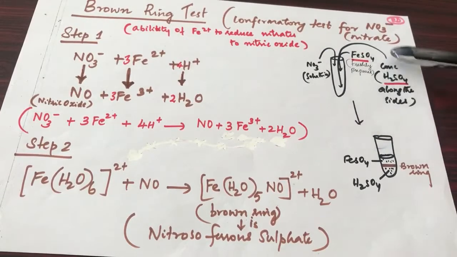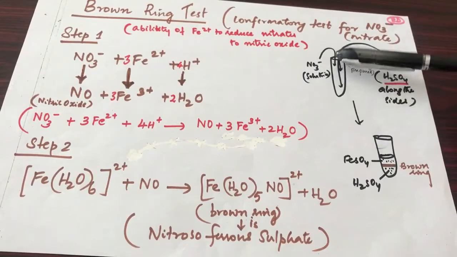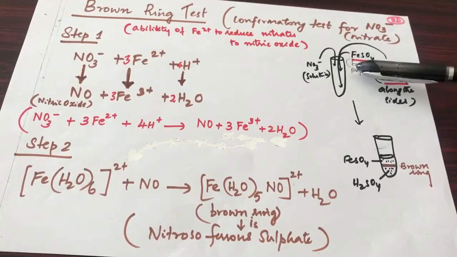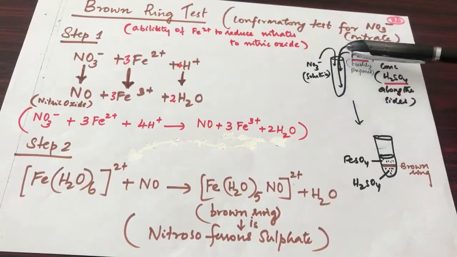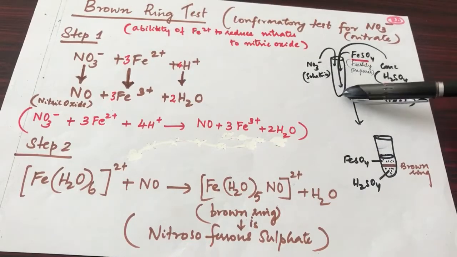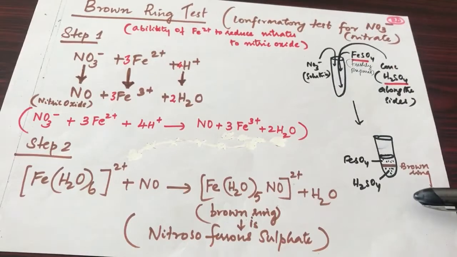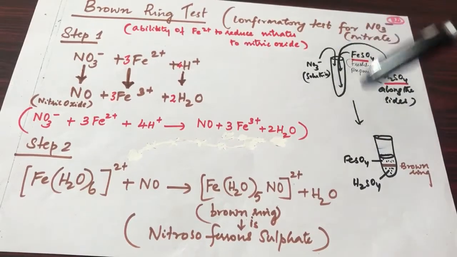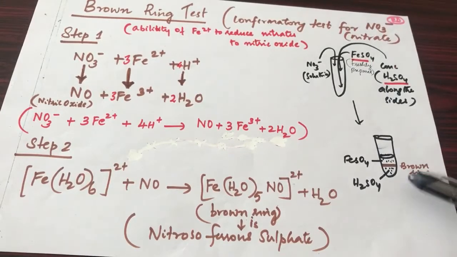What is done: the nitrate solution you're given is taken in a test tube, and then freshly prepared FeSO4, ferrous sulfate, you will be taking. Along the sides of the same test tube, in a slanting position, you will be pouring H2SO4. You will hold the test tube and pour H2SO4 along the sides. Then we get a brown ring at the junction of the two solutions. You can see a brown ring.